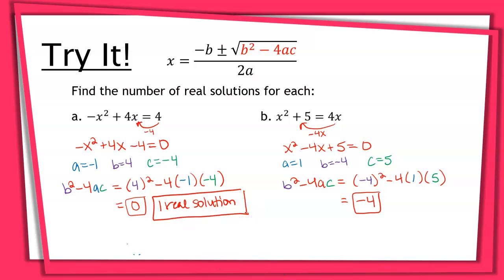Then, if I look at my second example, I had to move the 4x over to the other side. And notice when I subtract it over, I do put it in the middle because it's my x term. My x term should be in the middle, and so that gives me the correct A, B, and C. When I plug that in, I get a negative 4. Because this discriminant is negative, I don't really care what the number is, but because it's negative, there are 0 real solutions, or no real solutions.